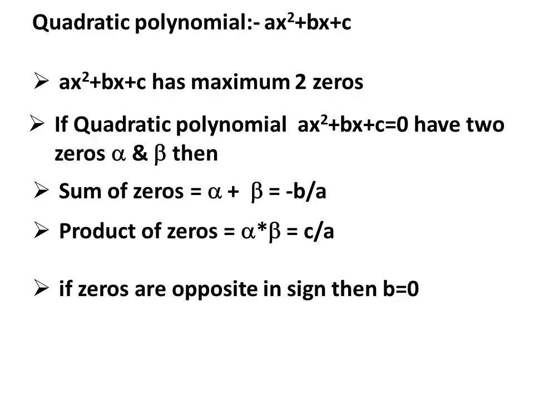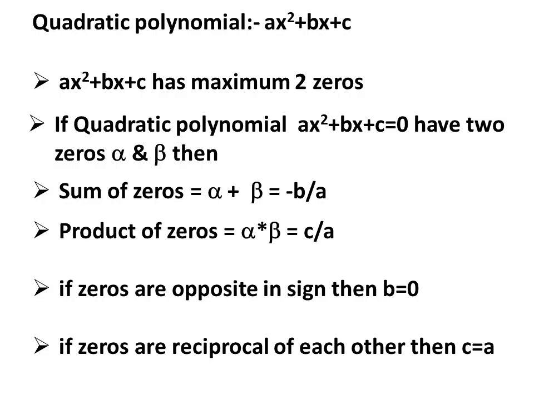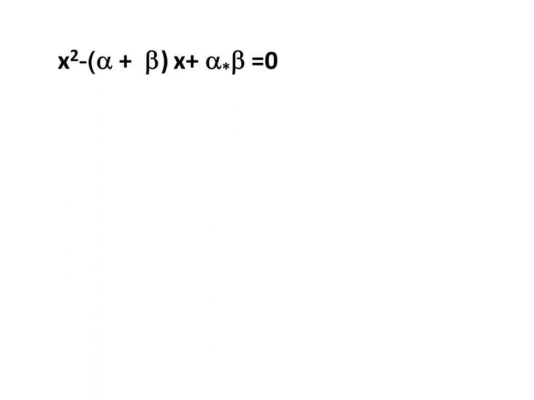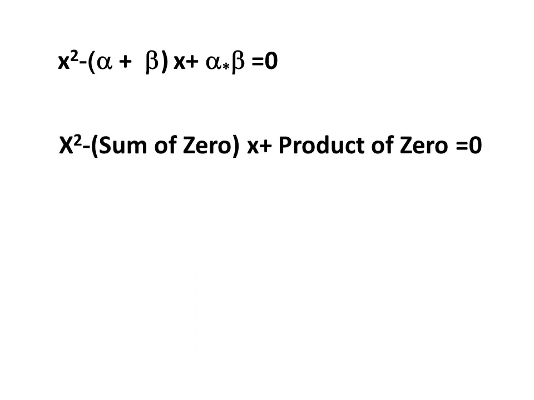If the zeros of the polynomial have opposite sign, then b is equal to 0, meaning there is no term having only x. If zeros are reciprocal of each other, then c is equal to a. If the zeros are alpha and beta, then we can form the equation x square minus (alpha plus beta) x plus alpha beta is equal to 0, or in other form, x square minus sum of zeros into x plus product of zeros is equal to 0.